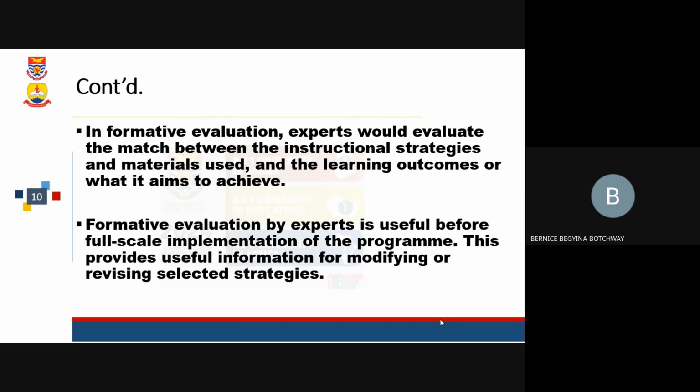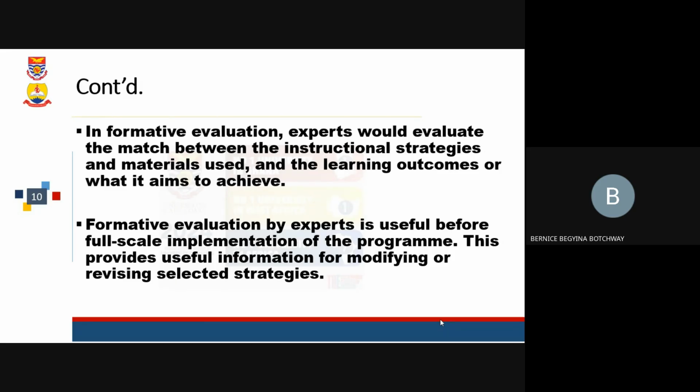The experts we are talking about are experts in curriculum development, the developers. They will evaluate the instructional objectives, the materials that we use, and the learning outcomes, or what it aims to achieve. Whilst it is in progress, these are some of the things they will be evaluating. They will visit schools to check the instructional strategies. Are they going on well? Are they meeting our goals? How are the teachers having the experience with it?